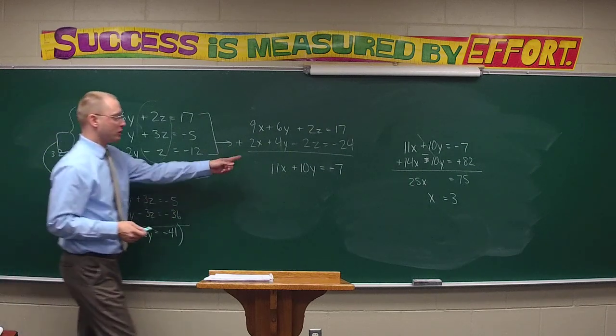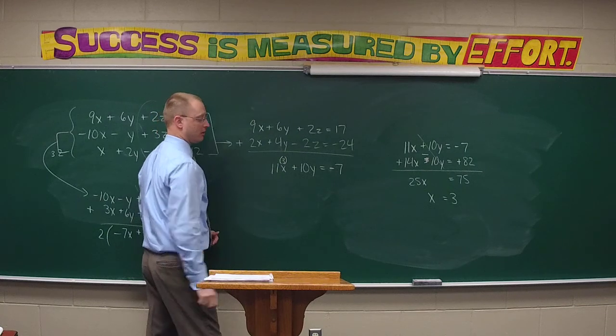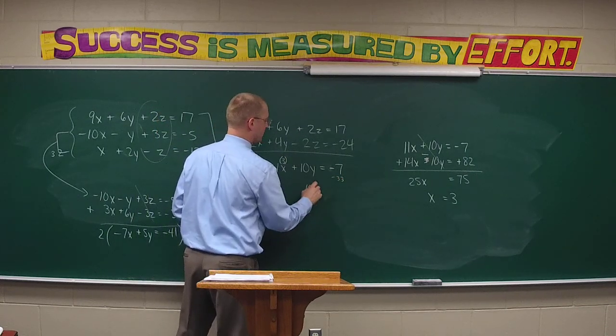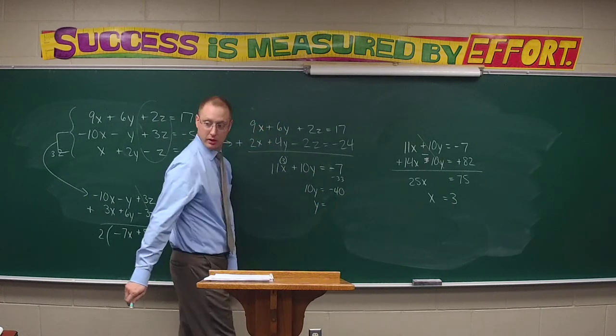11x. All right, so we'll plug in the 3 right here. We'll get 33, and then what do I do with the 33? We'll move it over as a negative to get 10y is equal to negative 40, and therefore, that's not bad at all. y equals negative 40 over 10, negative 4.